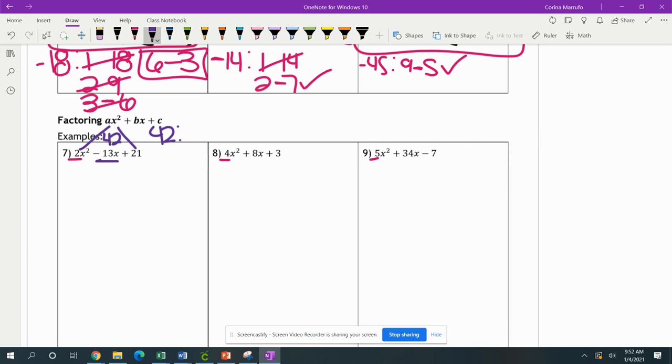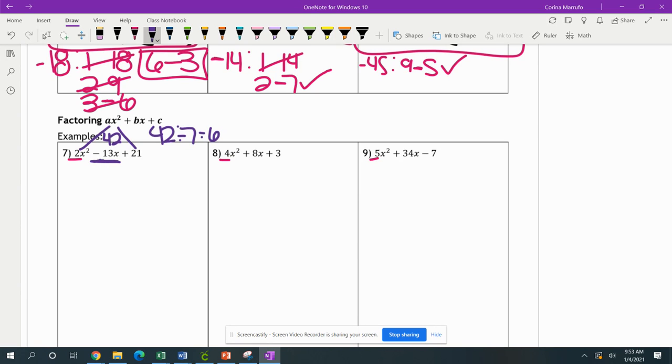Okay, so let's see. So 1 times 42, 2 times 21. I'm not going to write down all the factors. 7 times 6, I believe. 7 times 6 will give me 42. Now it is a positive 42, but this is a negative 13. So what happens here is a negative 7 times a negative 6 will still give me a positive 42, but we'll add up to negative 13.